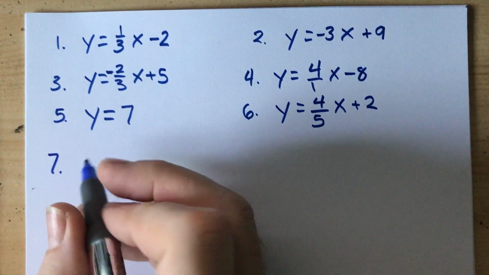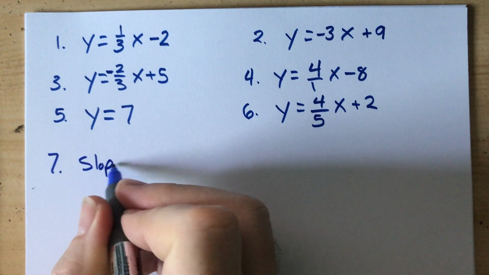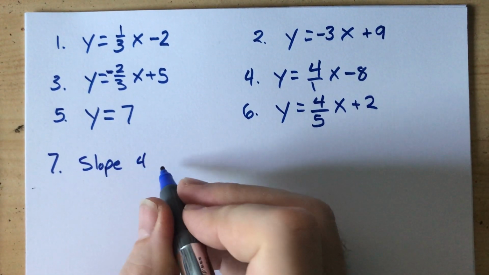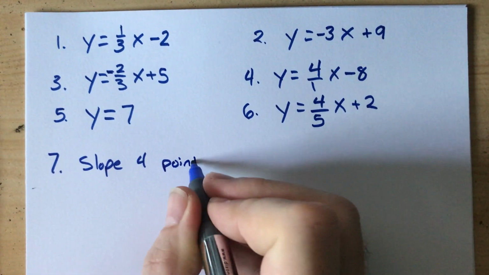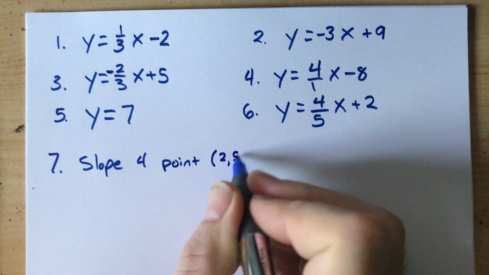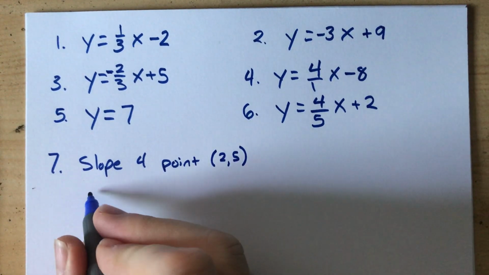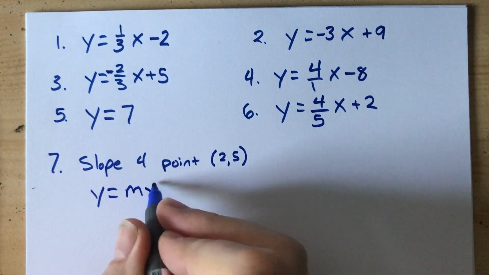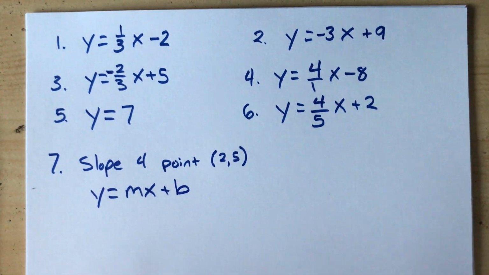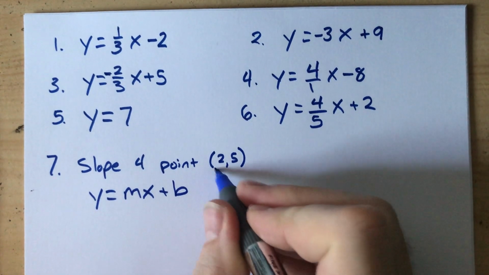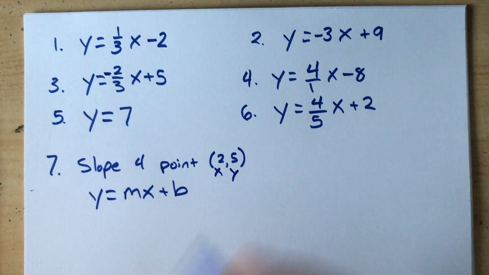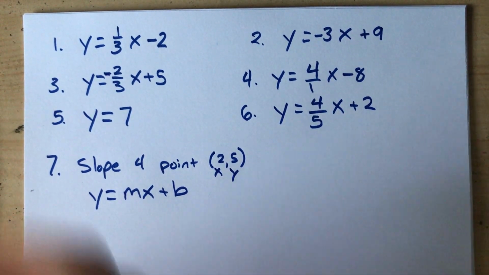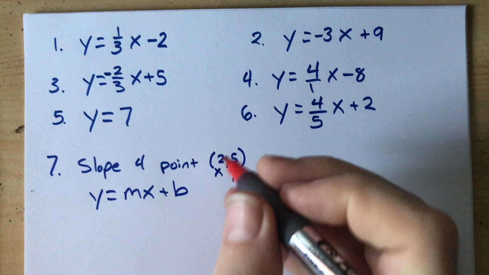Write an equation with a slope of 4 and the point (2, 5). So remember, we're going to plug into y equals mx plus b. Actually, reminding you, you need to label your points. It's just so much better. And then I'll use some colors here to make it pop.